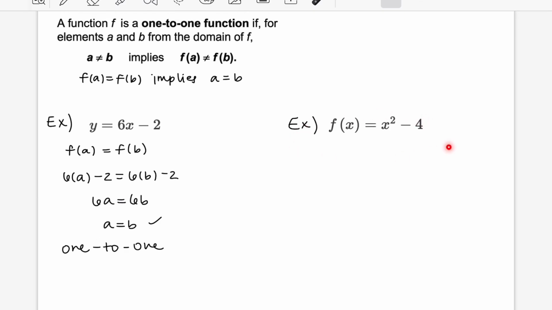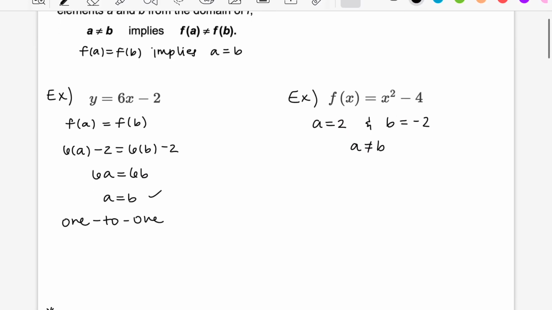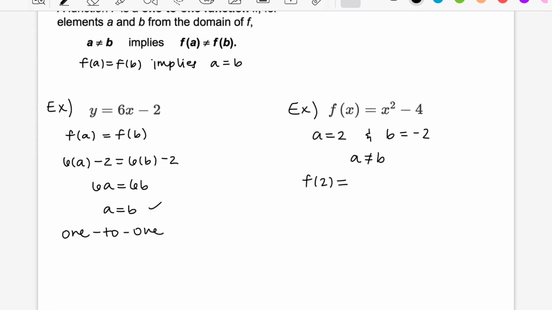Now on the other hand, looking at this other example, what we'll do in this case is pick values for a and b. We'll let a be equal to 2, and b be equal to negative 2. We can clearly see that a is not equal to b, since 2 is not equal to negative 2. So we'll plug 2 into our function. This gives us 2 squared minus 4, which is 4 minus 4, which is equal to 0. Doing the same thing, plugging in negative 2, we get negative 2 squared minus 4, which is 4 minus 4, which is equal to 0.